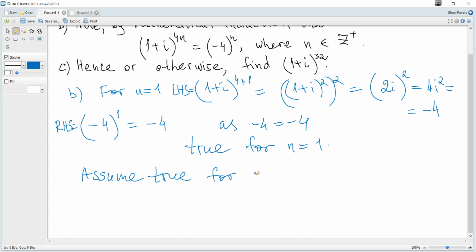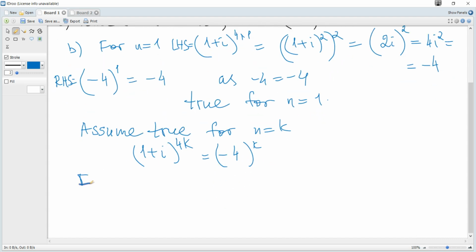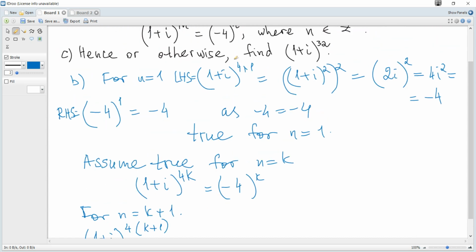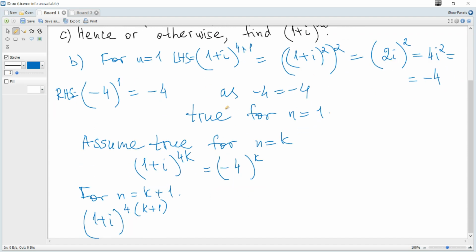true for n = k, and we rewrite the given statement substituting k for n. So it becomes (1 + i)^(4k) = (-4)^k. Next we consider n = k + 1, and we show that it's true for n = k + 1. So (1 + i)^(4(k+1)), because we substitute k + 1 for n into our statement.